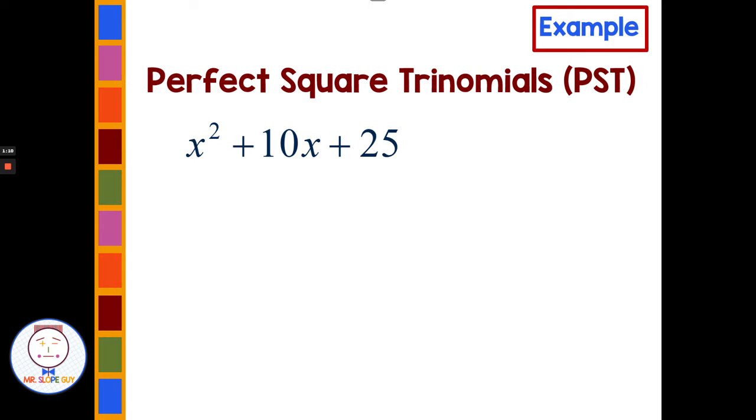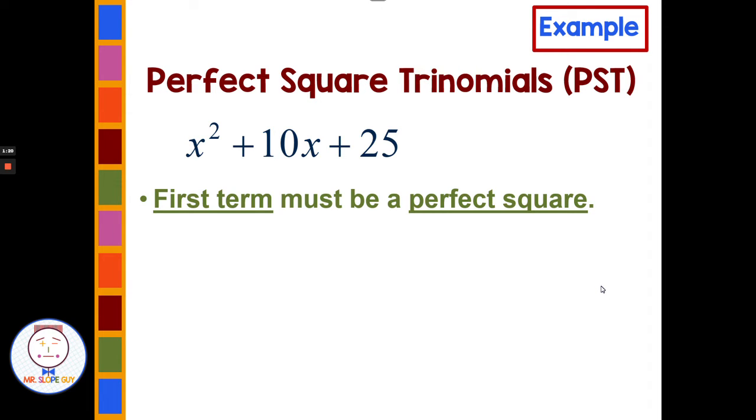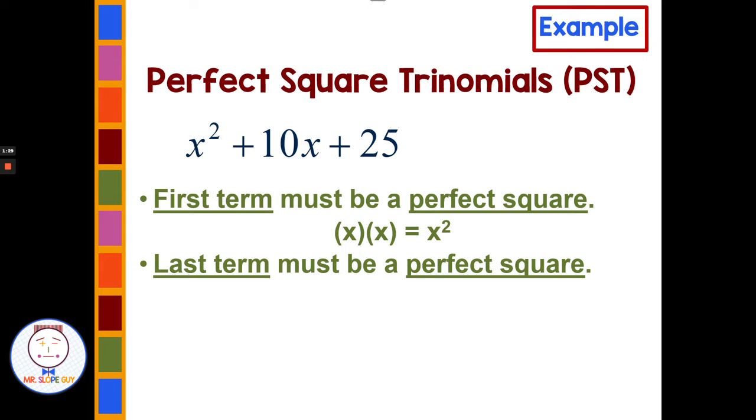So for a perfect square trinomial, we'll start with an example. We have x squared plus 10x plus 25. First, do we have a trinomial? Yes, we have a trinomial. And the first term must be a perfect square. All right, x squared is a perfect square. So far, so good. The last term must be a perfect square. Well, 25 is 5 times 5. That is a perfect square.